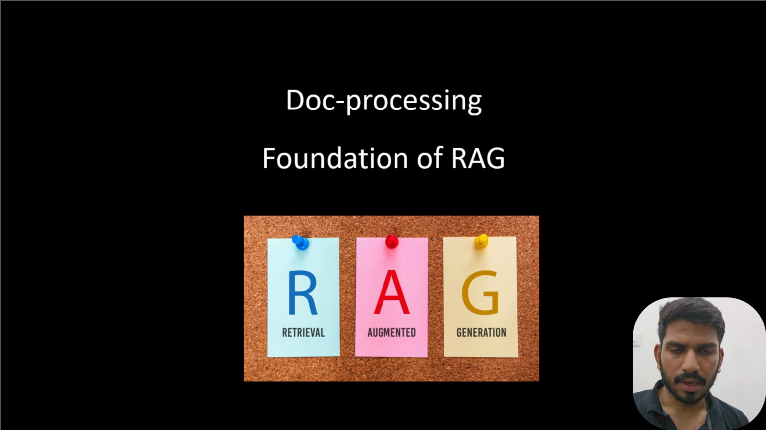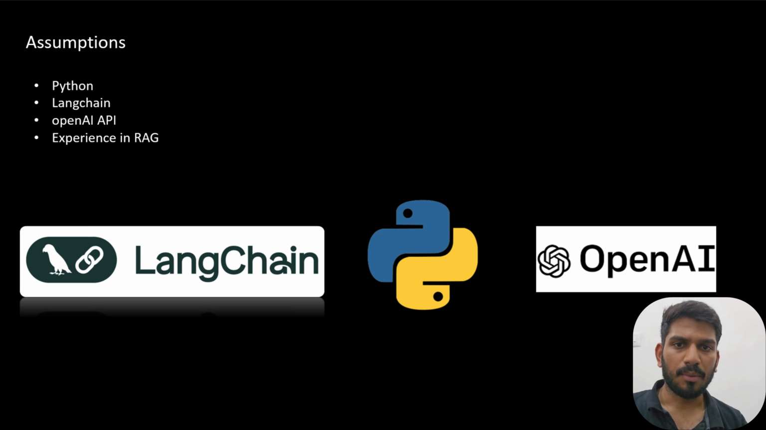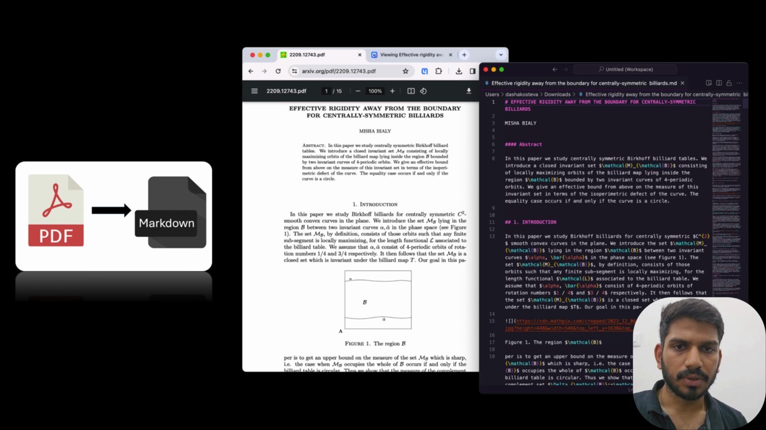In this video we'll learn about the core foundation of RAG system, that is document processing. I'm already assuming that some of you may have experience with RAG, LangChain and Python, but even if you don't have, that's completely fine. By the end of the video you will have a complete understanding of how to build a pipeline that converts complex PDF into LLM friendly Markdown file.